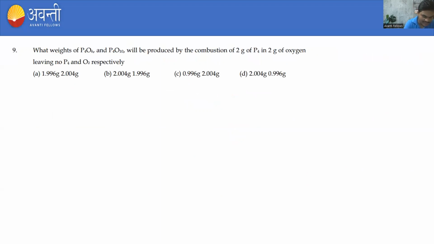Move to question number 9. In question number 9, you have to calculate what weight of P4O6 and P4O7 will be produced by the combustion of 2 gram of P4 in 2 gram of oxygen, leaving no P4 and O2 respectively. Just by knowing the formula, which I guess most of you already know, you can calculate this. So we'll solve this in a later part.